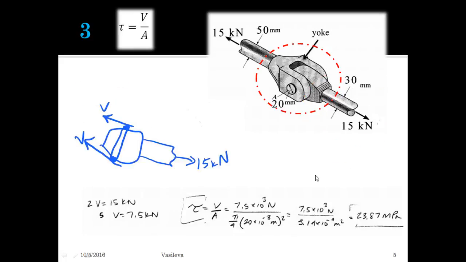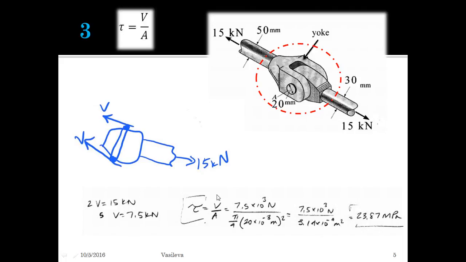Alright. Now that I've determined my two normal stresses, they ask for the shear stress in the yoke at pin A. So if we look at the pin, this is our pin, and we have the 15 kilonewton force pulling this way. We end up with two shear forces, one on each side of the pin. So that basically means that 2V equals 15 kilonewtons, so our shear force is just 7.5, right? So one of these is equal to half of 15.